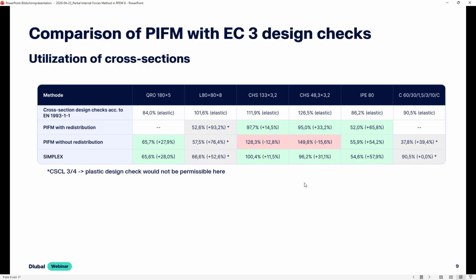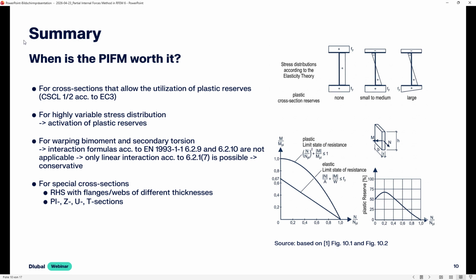Good. Last but not least, we have reached our last content point of the webinar, which would be the summary. And for the summary, I would like to clarify one final question, which is, when is the PIFM worth it? So now we have seen how the PIFM works. We have already seen how it can be used together with RFEM 6. But when should I really use this method? And when should I probably stay with the EC3 design checks? And here are my thoughts to this question, or my answers.